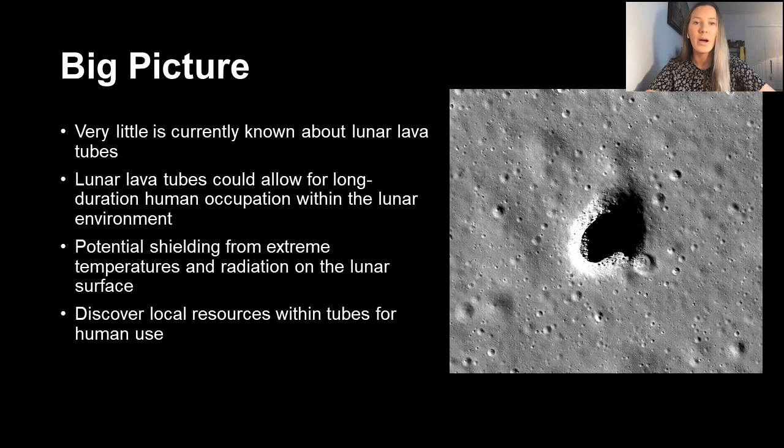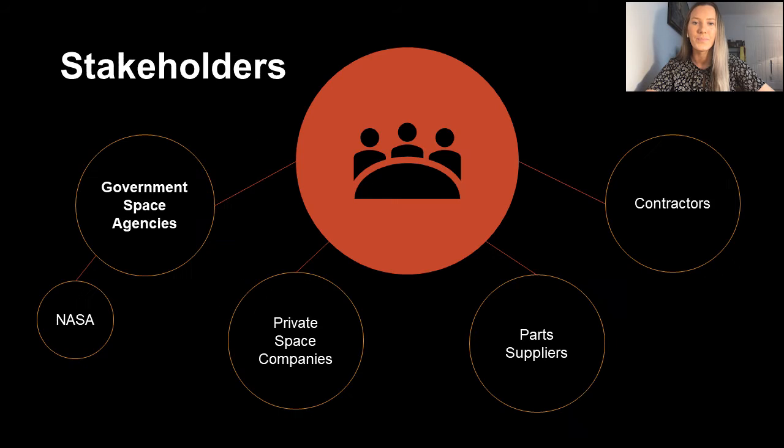Currently, very little is known about lunar lava tubes, as no rover has ever explored the inside of these tubes. All the information we have on lunar lava tubes is from orbiters that have taken pictures of openings called skylights, similar to the one shown on the screen. Lunar lava tubes could potentially allow for long-term human occupation of the moon by shielding astronauts from extreme temperatures and radiation through habitats built around these tubes.